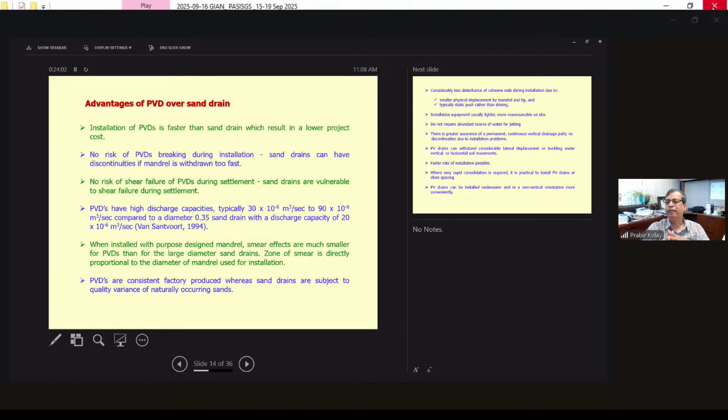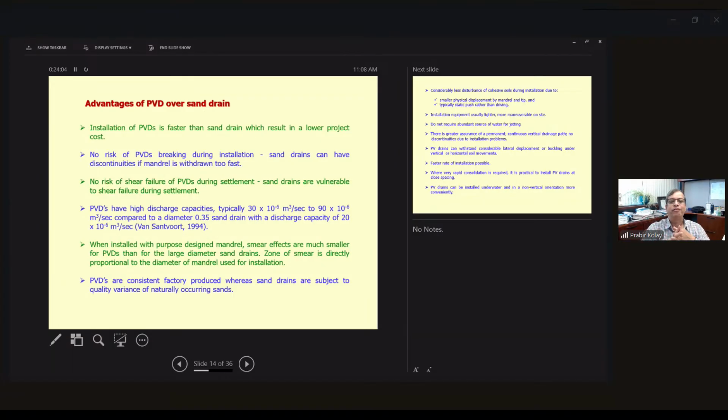So what is the advantage of a PVD, a prefabricated vertical drain, over a sand drain? The installation of PVD is faster than the sand drain because it comes in a roll, which results in lower project cost. There is no risk of PVD breaking during installation, whereas the sand drain can have discontinuities if the mandrel is withdrawn too fast. The mandrel is a steel pipe, right?